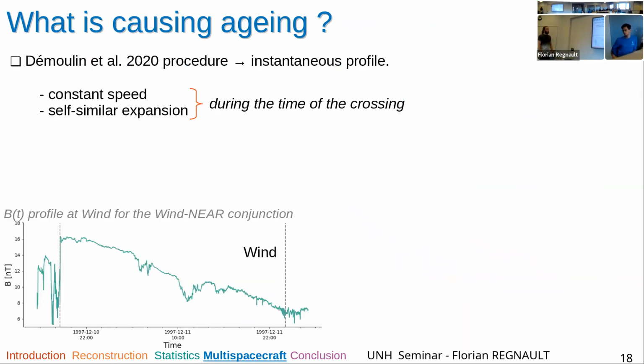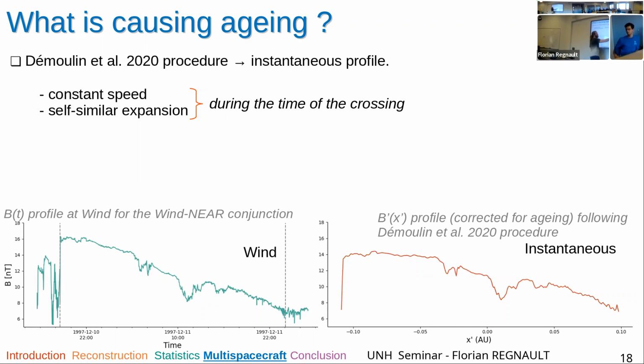And actually, there's been a procedure developed by Pascal Démoulin in 2020, assuming a constant speed of the CME as it crosses the spacecraft, and that we have a self-similar expansion. So it's a way to describe analytically, using formulas, the expansion of the magnetic ejecta during the time of crossing, and then you can compute the instantaneous profile. That means that instead of having a magnetic field as a function of time, as you normally have when you measure with a spacecraft, instead of B of t, you have B prime of x prime, which are the spatial coordinates corrected for aging and for expansion, and the magnetic field corrected for expansion. So theoretically, this is an instantaneous profile when you correct for self-similar expansion.